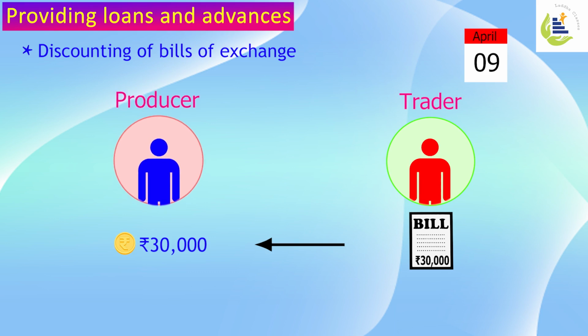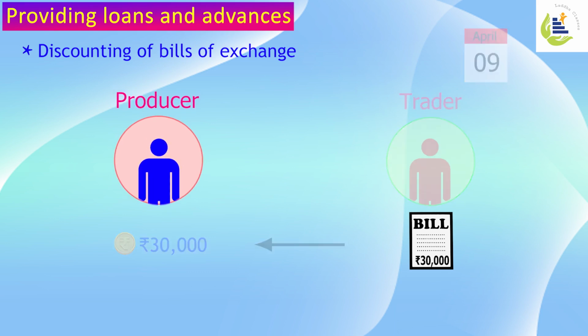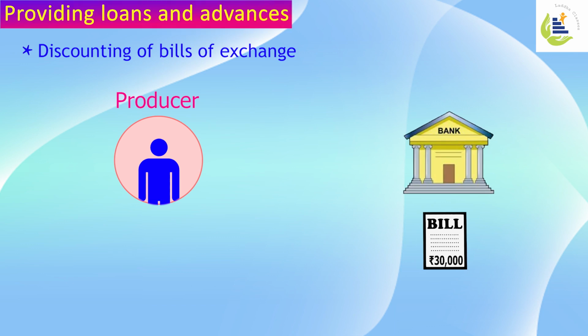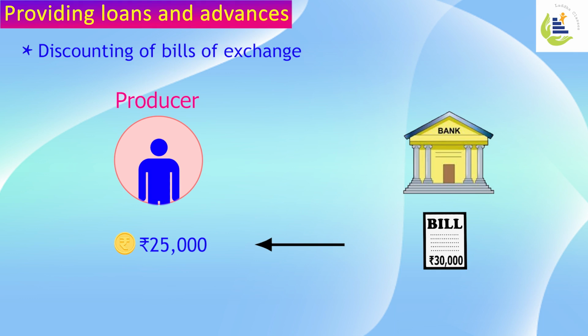However, the producer is in urgent need of the money, so he goes to the bank. Bank discounts the bill, which means it gives an amount which is less than the bill amount, and that is called discounting of the bill. And the bank keeps the bill and the producer gets the money against the bill. That process is called discounting of bills.